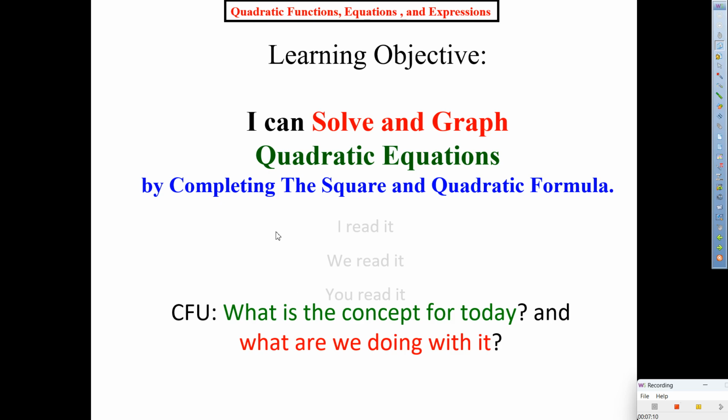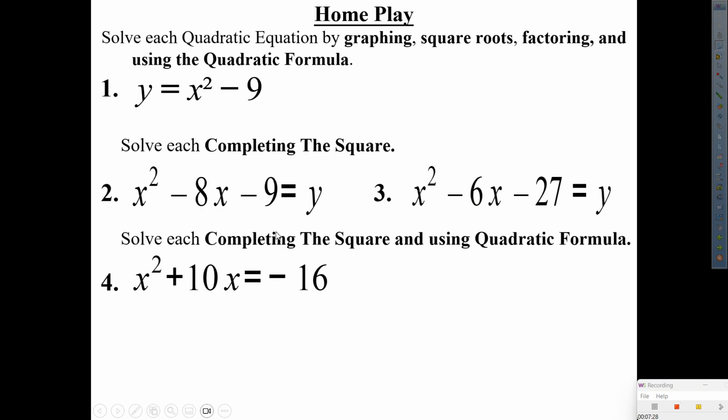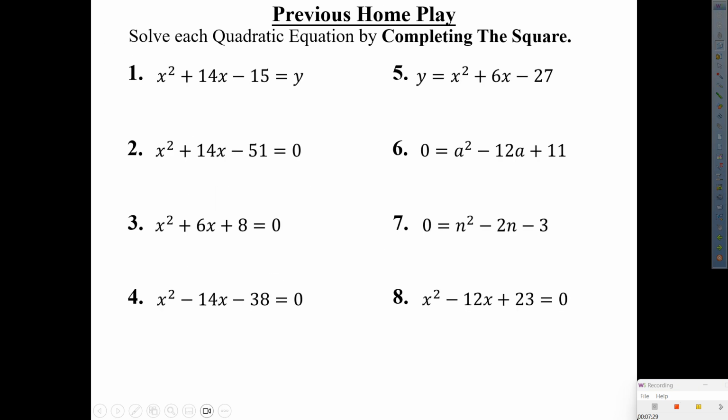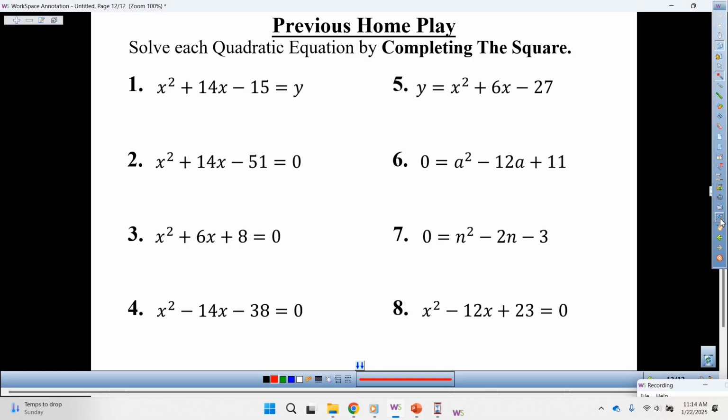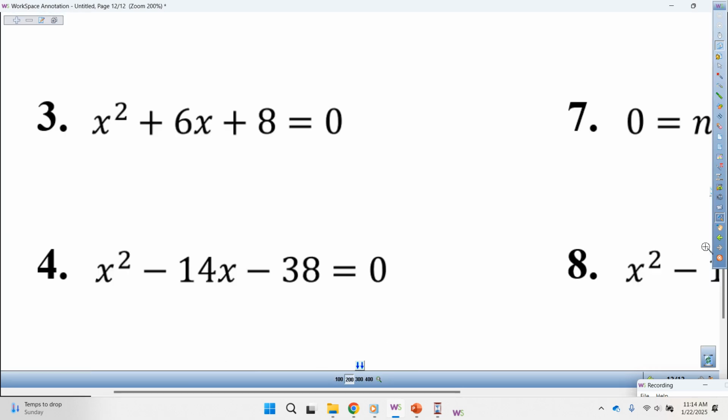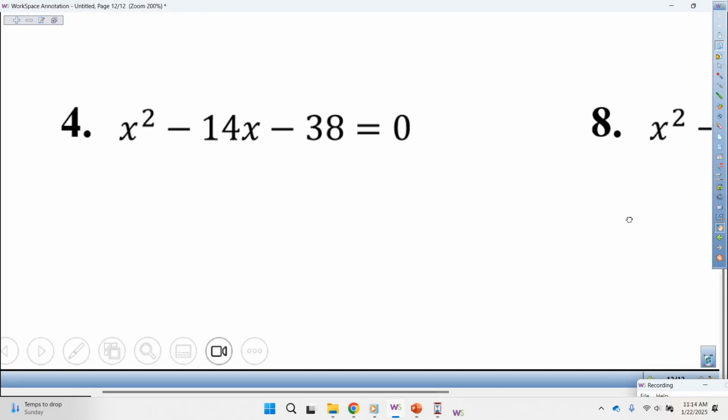So before we go there, though, let me go back to last night's home play. There it is. So for last night's home play, we're going to do number 4 together. Okay? So on your paper, copy number 4 again, please. Number 4 from the home play. Let me zoom into that. Copy number 4.